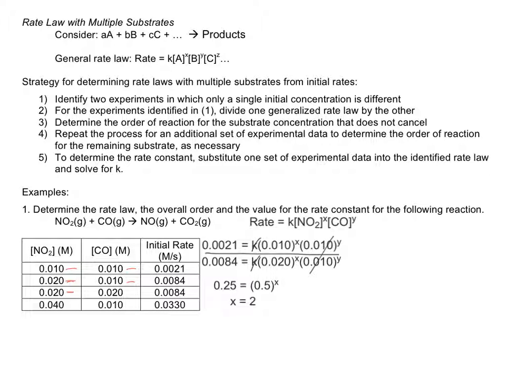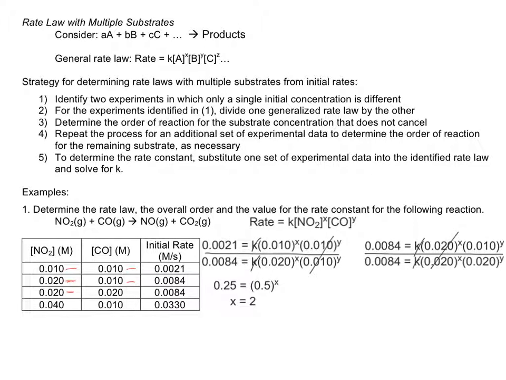Okay, so we get 0.0084 is equal to K times 0.020 to the X times 0.010 to the Y. And then for the third row, we have 0.0084 is equal to K times 0.020 to the X times 0.020 to the Y. And in this case, when we divide our 2 equations, the K's cancel and the NO2 term, which has the X in it, also cancels out.